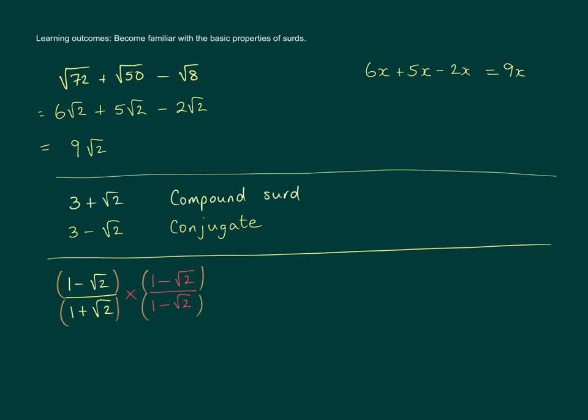As with all multiplication of fractions, we multiply the top by the top and the bottom by the bottom, remembering that each term in the first bracket must be multiplied by each term in the second bracket. So on the top, 1 by 1 is 1. 1 by minus root 2 is minus root 2. Minus root 2 by 1 is minus root 2. And then minus root 2 by minus root 2 is plus 2.